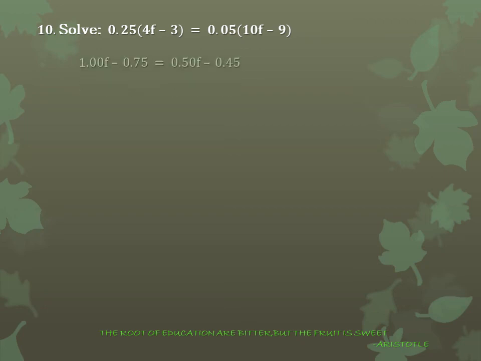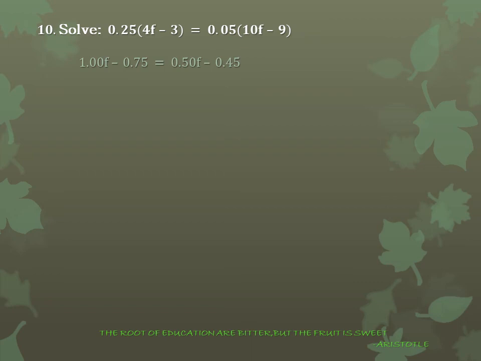We can discuss one more question from this exercise. 10th question. Solve 0.25 into 4f minus 3 is equal to 0.05 into 10f minus 9. Here we need to open the bracket of LHS and RHS. For that we need decimal multiplication. 0.25 into 4 is 1.00. 25 into 4 is 100 and take 2 decimal places, it becomes 1.00.